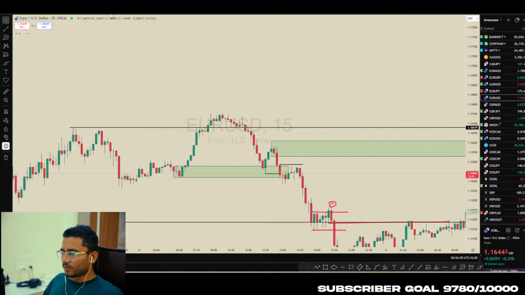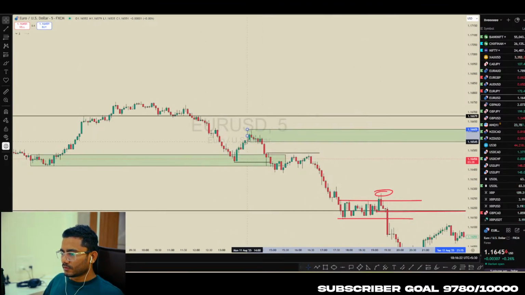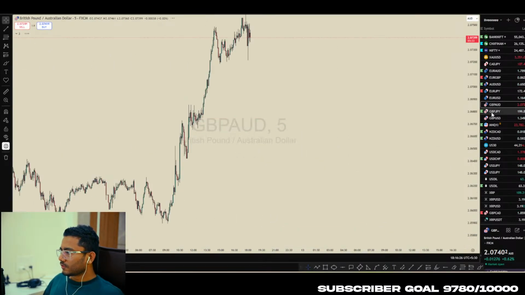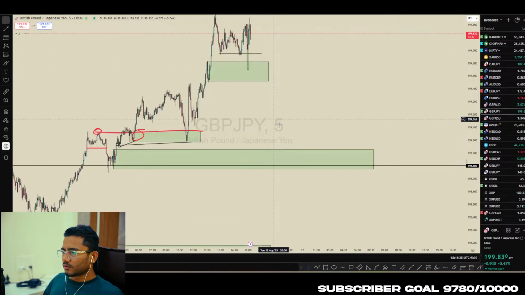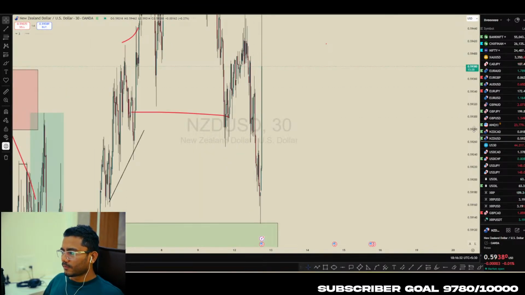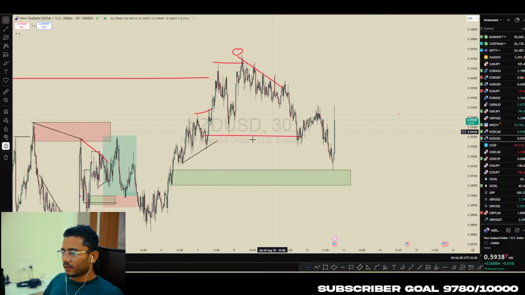Price has tapped this order block. So we want price to give us a change of character. This is also from yesterday only. I marked this order block, and there was this trend line liquidity. So this setup also was given yesterday.